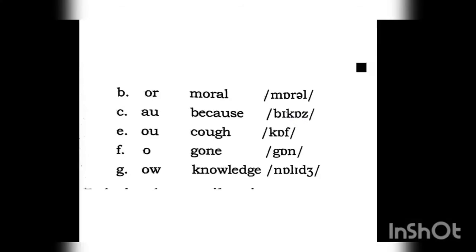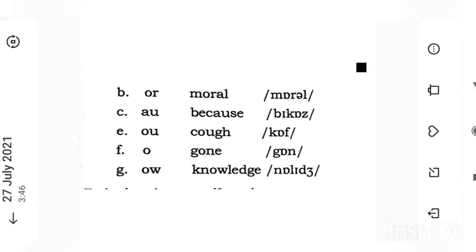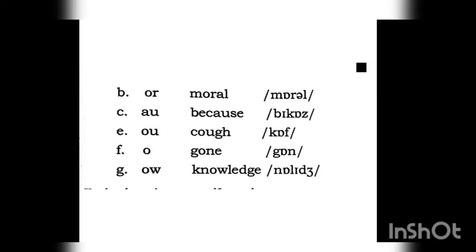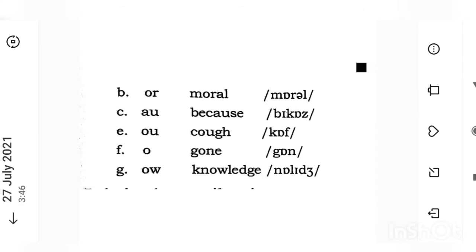Next word, cough. Here the letters O and U stand for the vowel sound o, cough. Then gone occurs here. So the letter O stands for the vowel sound o.